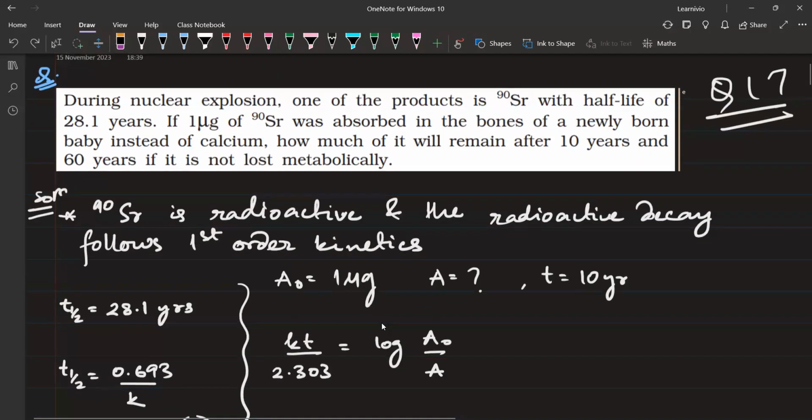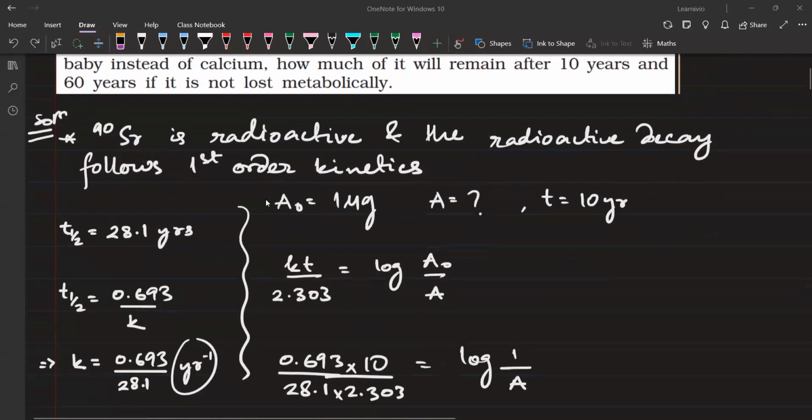So first thing is that strontium 90 is a radioactive substance and radioactive decay follows first order kinetics. यहाँ पे सबसे पहला सवाल आता है कि कौन सा order of reaction होगा. So it is going to be first order. All the radioactive decay is first order reaction. They have given the T half. If they have given the T half, that means they have given the K also. So K will be equal to 0.693 upon 28.1 if you rearrange the formula.